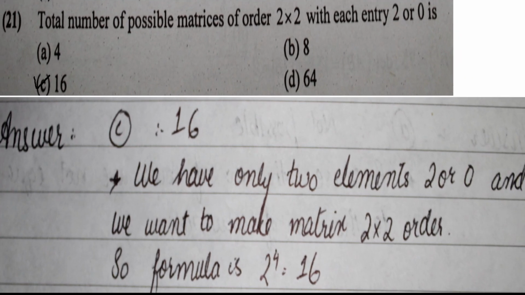Our last question is, the total number of possible matrices of order 2 cross 2 with each entry 2 or 0 is. For this, you have to remember that we have only 2 elements, 2 or 0, and we want to make a matrix of 2 cross 2 order. So the formula that we're going to use will be 2 power 4, that is going to be 16. So option C, 16, is going to be the right answer.